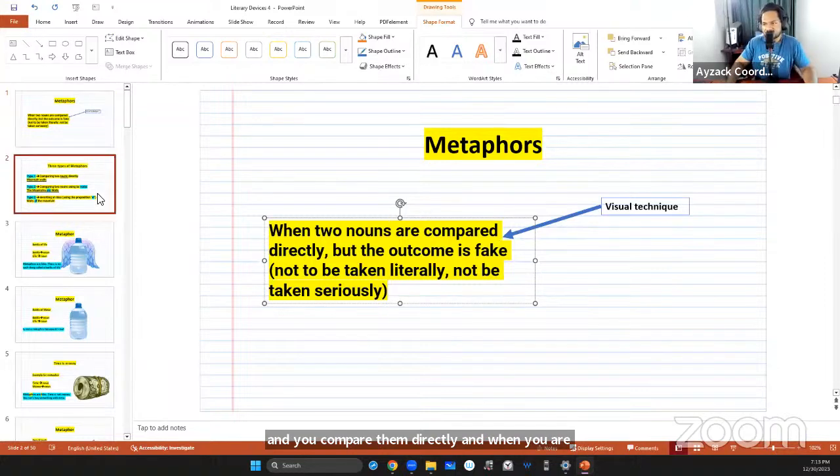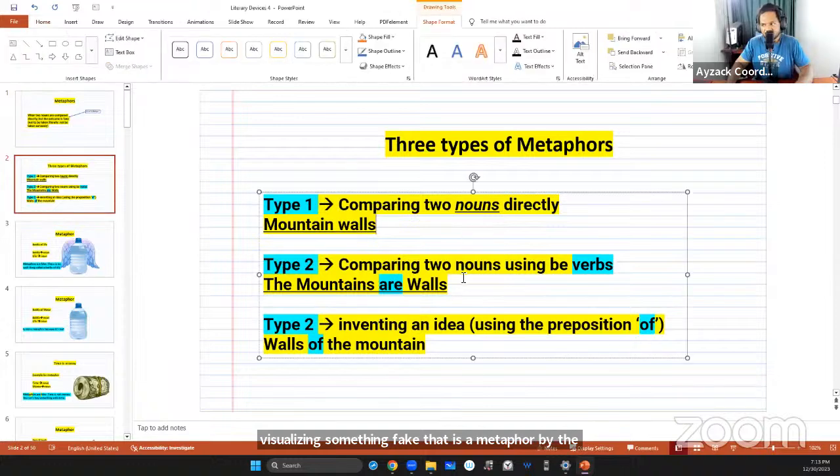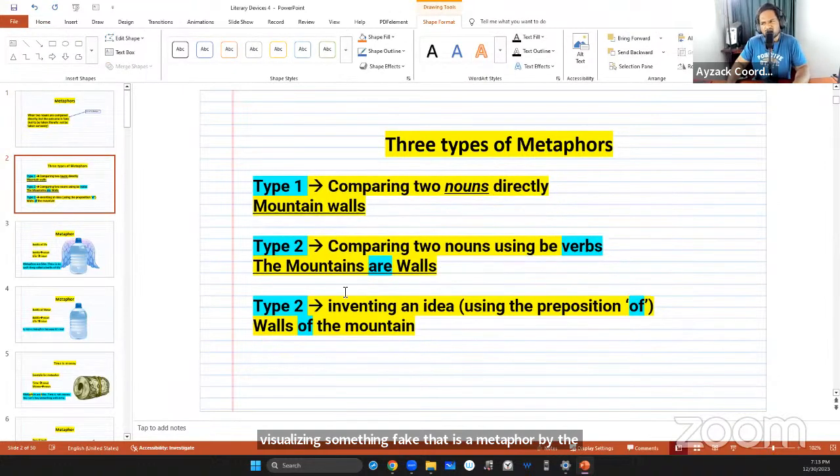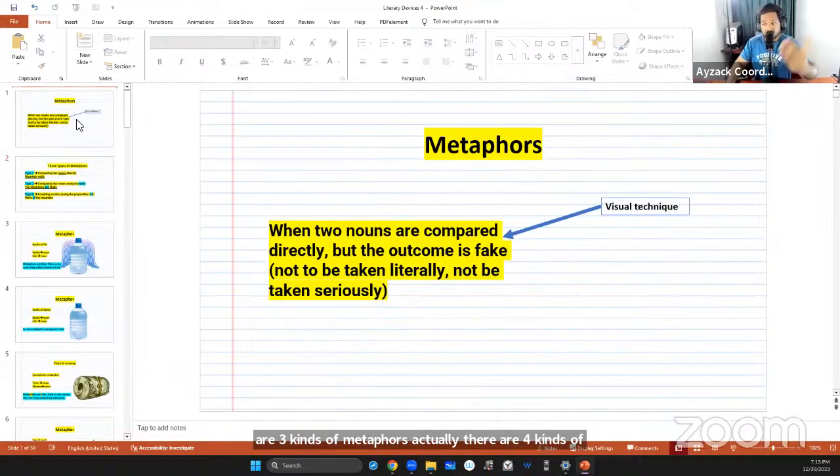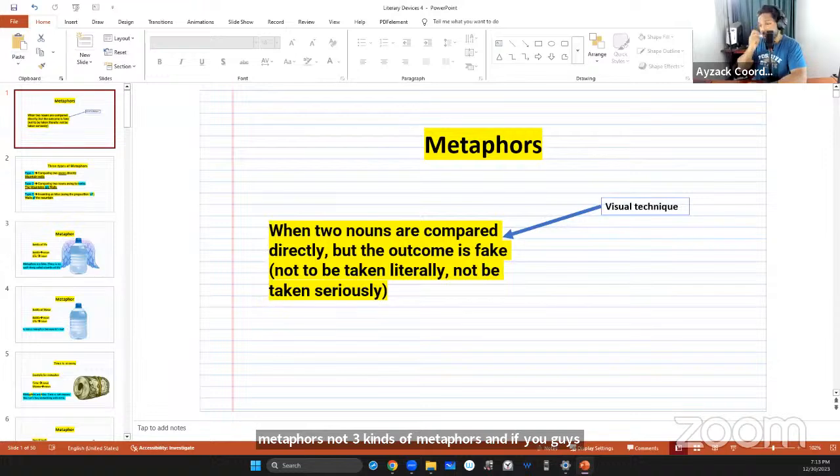Let me give you guys an example, really simple. Actually, there are 4 kinds of metaphors, not 3 kinds of metaphors. And if you guys don't know, you can write this down also. A metaphor is a direct comparison of 2 nouns. Not only that, metaphors are fake. Every single metaphor out there is fake. You cannot take the metaphor seriously. You cannot take the metaphor's meaning literally.